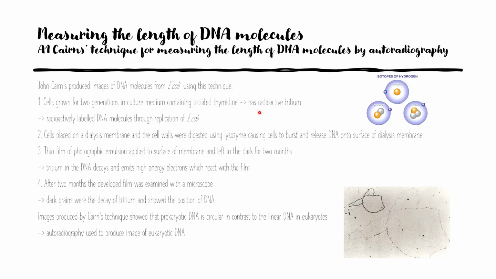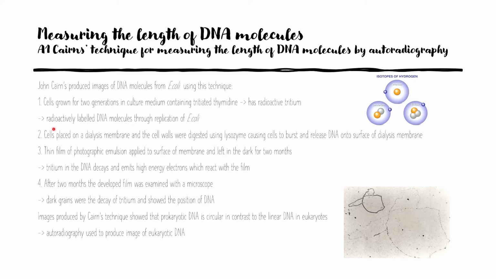It means it has radioactive tritium. Why is it radioactive? It's because tritium is an isotope of hydrogen, and it's radioactive because this isotope is a radioactive isotope. And if you want to learn about radioactive isotopes, you should look into topic 2.1 of IB chemistry on our channel. So he grew those in this culture medium because when the E. coli replicates, we're going to have radioactively labeled DNA molecules.